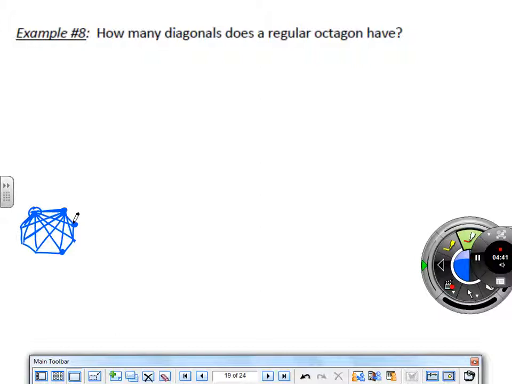So basically, a diagonal connects vertex to vertex, right? How many vertices are there in total in an octagon? 8. So there are 8 in total. And when you draw one diagonal, how many vertices are you using? 2. So every time I pick a diagonal, I am picking 2 points to connect out of my 8 points total. Then the question becomes, is it a permutation or is it a combination?